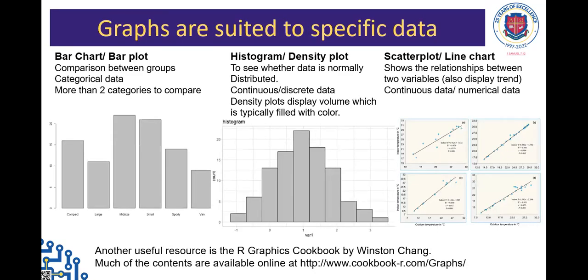So which graphs were suited to which particular data sets? Because remember, we said there are different types of data sets. There are those that are discrete, there are those that are categorical, there are those that are continuous. And I hope you guys read up and followed the last lecture. So with the bar plots, this type, they will show comparisons between different groups. So they are suited for categorical data, and it is best that you have more than 2 categories of data.